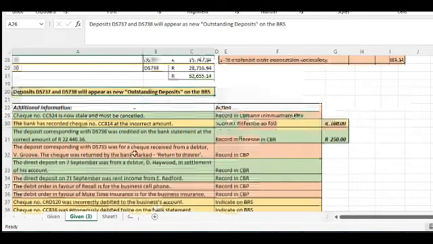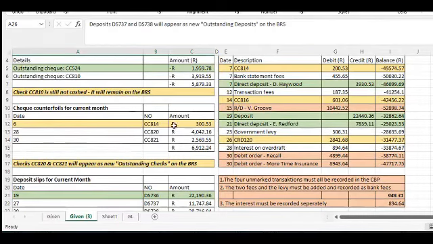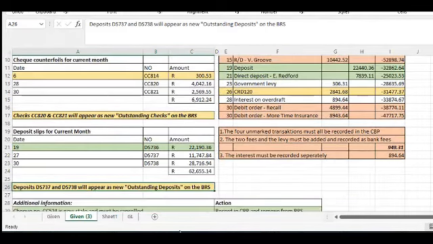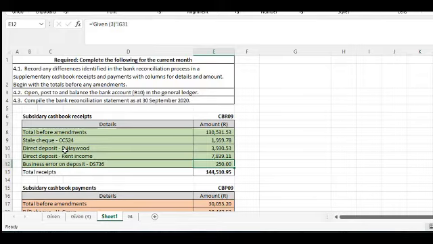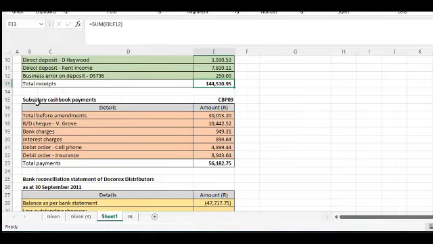And this is really everything that we marked or highlighted in green is now showing up on our subsidiary cash book receipts. Okay, so the receipts obviously positive, everything else that goes in here is positive, so we simply add it all up and we get a new total receipts of 144,510.95. Then we go and have a look at the subsidiary cash book payments.